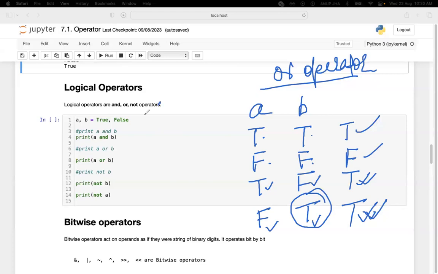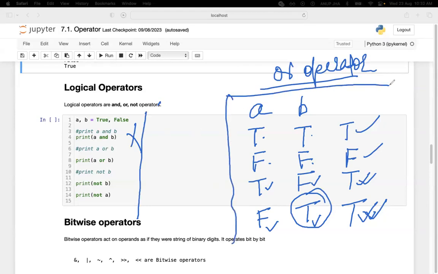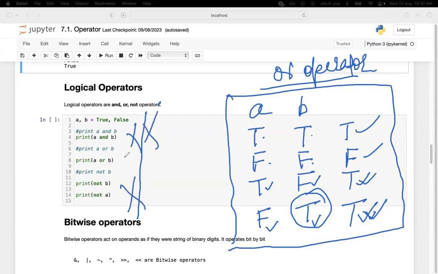Let's forget this. Let's concentrate on this part only. Let's forget that for the time being. I'm not explaining this right now. I'm explaining this operator. I have put the value true here.